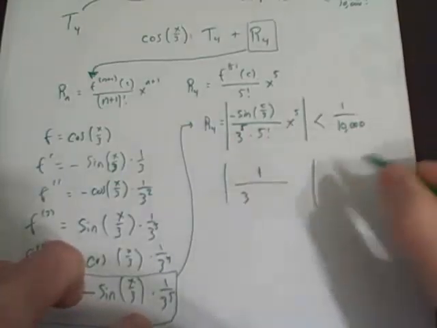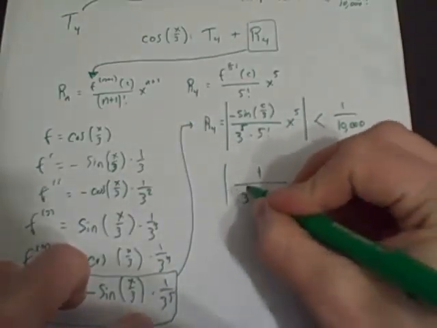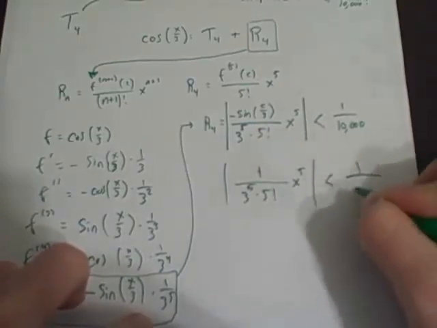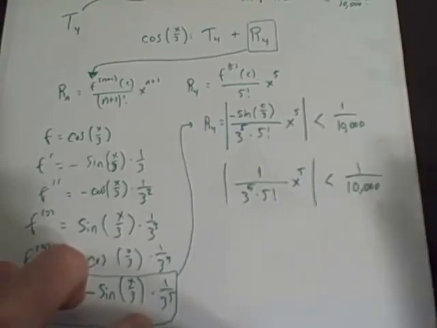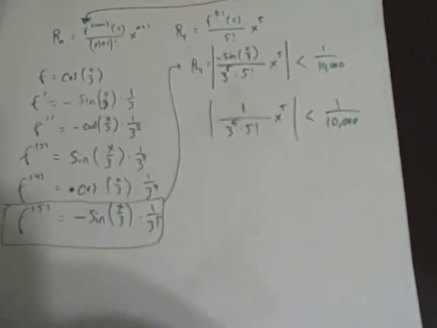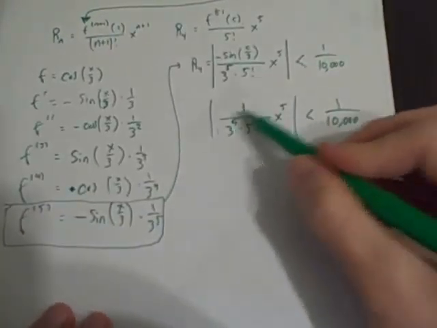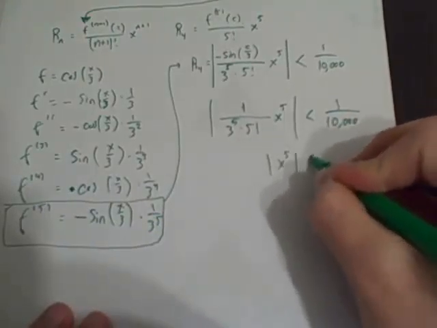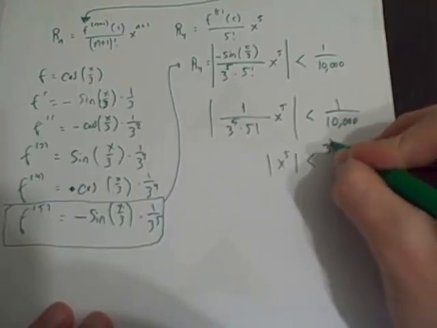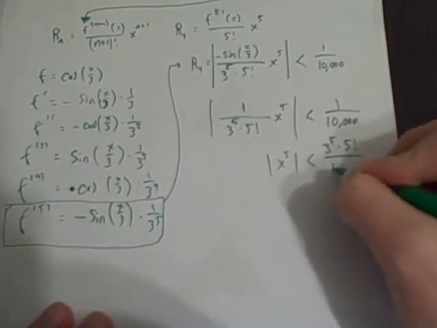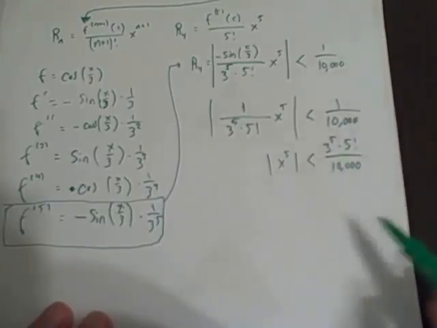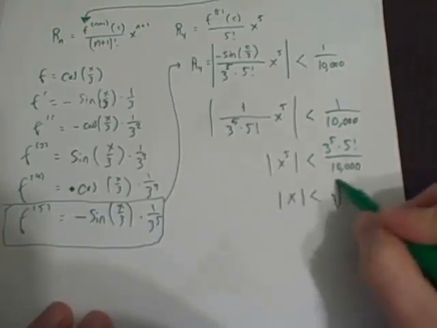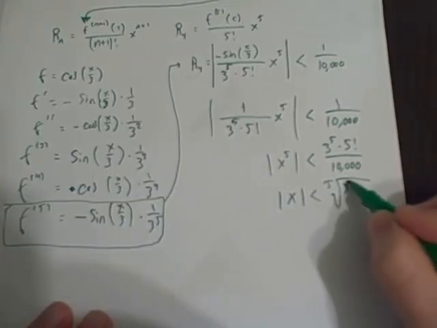So now I've got the absolute value of 1 over 3 to the fifth times 5 factorial, x to the fifth, is supposed to be less than 1 over 10,000. Now we're in a good position to solve this inequality. Let's just multiply both sides by the denominator here. So I've got the absolute value of x to the fifth is less than 3 to the fifth times 5 factorial over 10,000. And then I'll take the fifth root, giving me the absolute value of x is the fifth root of all of that stuff.